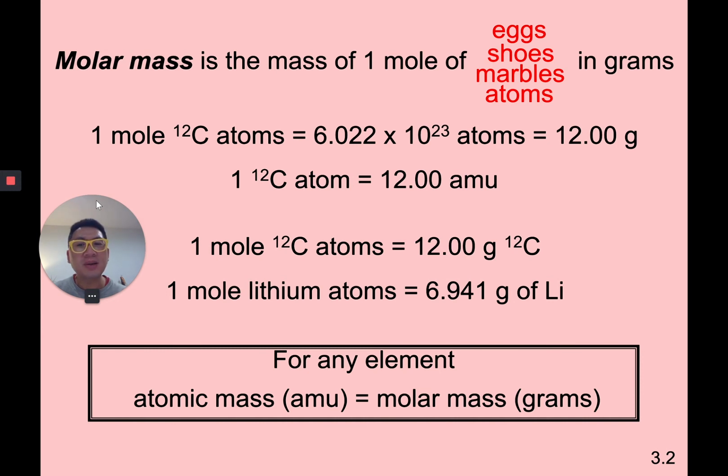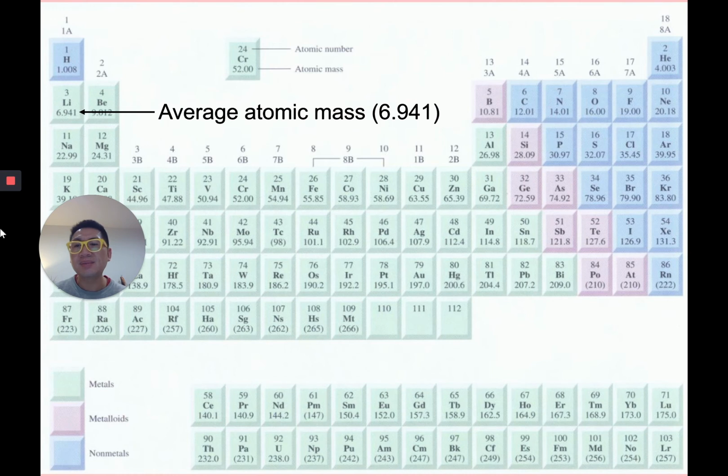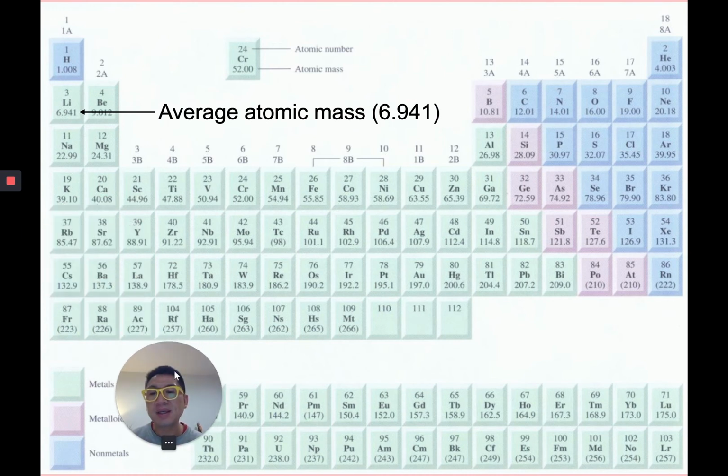Let me go back to that periodic table that we saw earlier. Let me move my face again. These numbers are AMUs. 1 lithium atom weighs 6.941 AMUs. But if you had a mole of lithium atoms, it weighs 6.941 grams. 1 mole of carbon atoms weighs 12.01 grams.